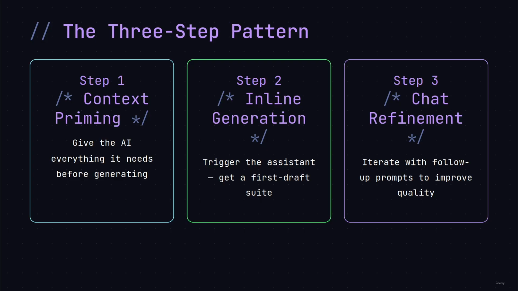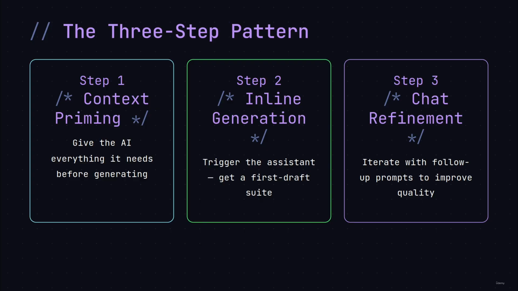Inline generation is the step you're probably already familiar with. You trigger the assistant either through a keyboard shortcut, a command, or a chat prompt, and it produces an initial test suite. This first draft is the starting point, not the finished product.